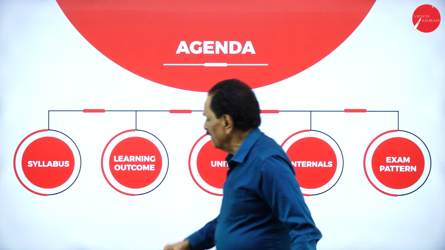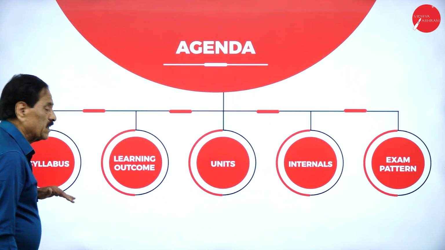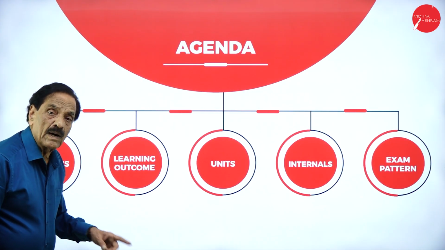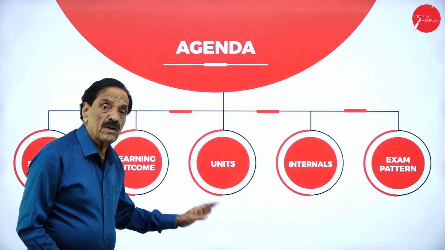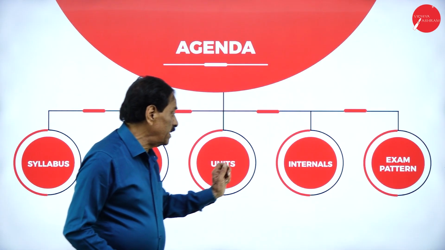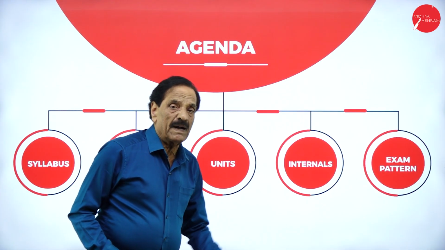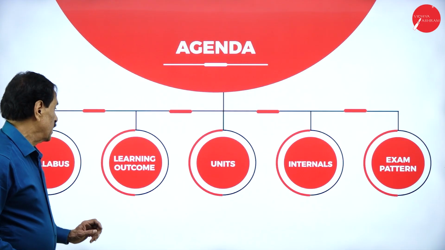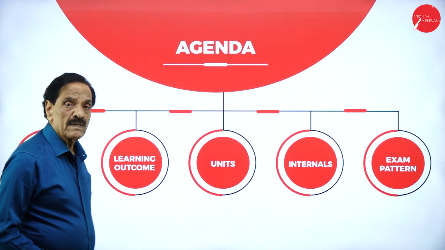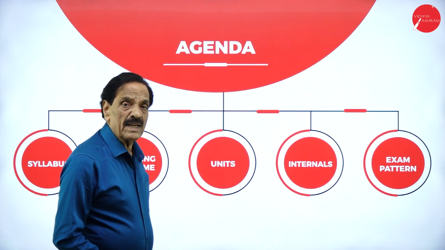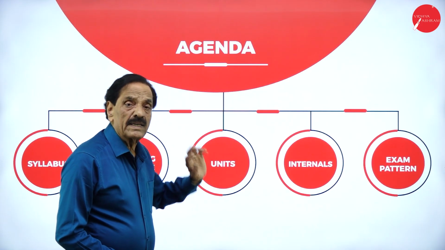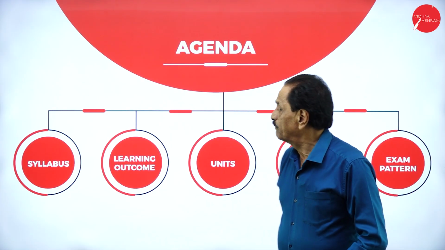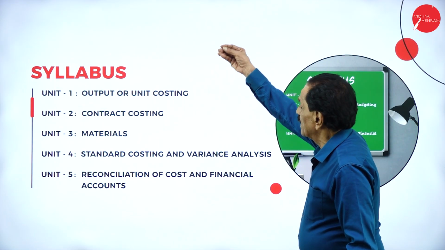So agenda. First, you have to see what the syllabus contains. Second, what the learning outcomes are. Third, how many units are there. Next, internals and exam pattern. One is the syllabus. Second is learning outcome. Then how many units are there? How many internals are conducted? Then what is the exam pattern? We move on.